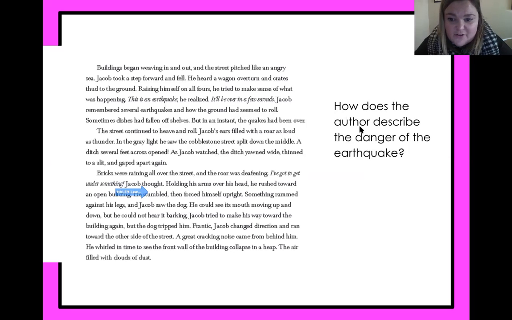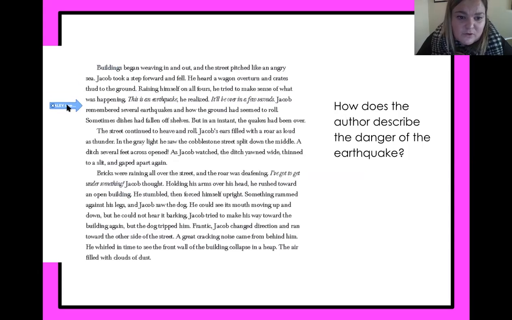So how does the author describe the danger of the earthquake is what we're looking for on this page. Buildings began weaving in and out, and the street pitched like an angry sea. Jacob took a step forward and fell. He heard a wagon overturn and crates thud to the ground. Raising himself on all fours, he tried to make sense of what was happening. This is an earthquake, he realized. It'll be over in a few seconds.